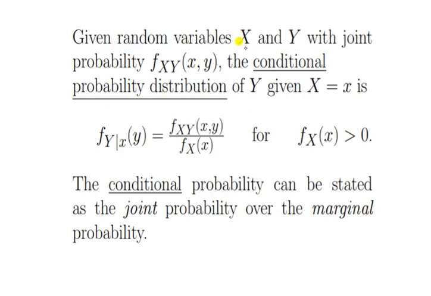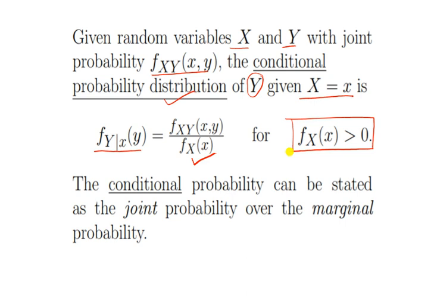Suppose we have two random variables capital X and capital Y with joint probability f of x y. The conditional probability distribution of random variable Y given that random variable X is equal to small x is denoted by f of Y given x of y, which is equal to f of x y (x comma y) upon f of x (x), for every f of x (x) greater than 0. The conditional probability can be stated as the joint probability over the marginal probability.